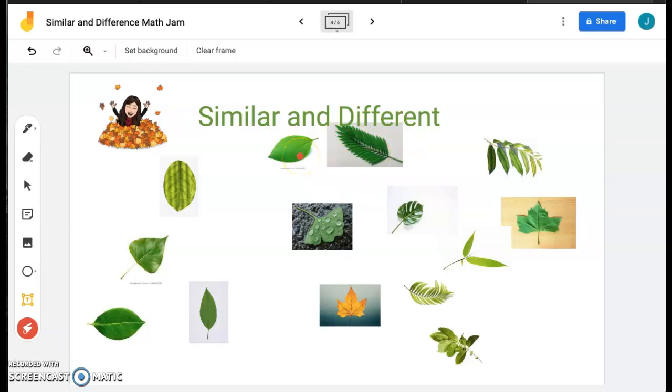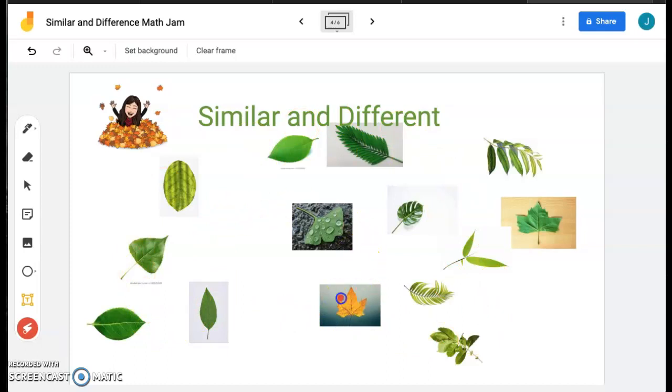So our similarities and our differences: these both come from a tree or a plant. Yes, that is very similar. Awesome job. And our differences is the amount of leaves growing off of it. What's something else that we can notice differences and similarities within all of these?